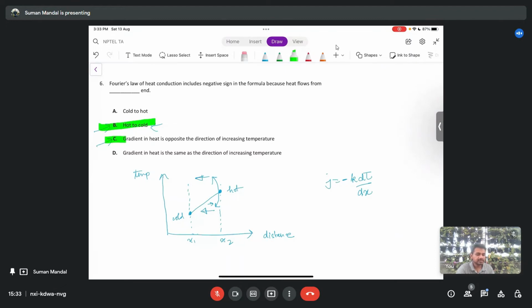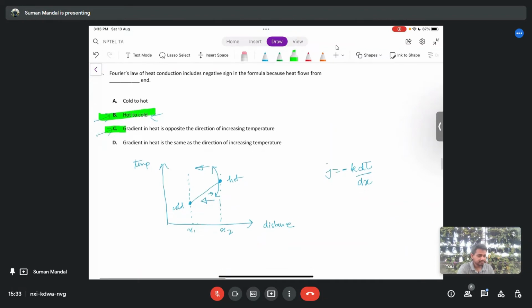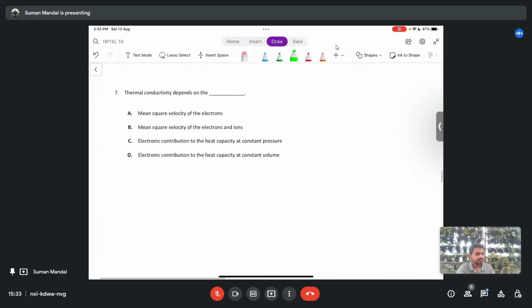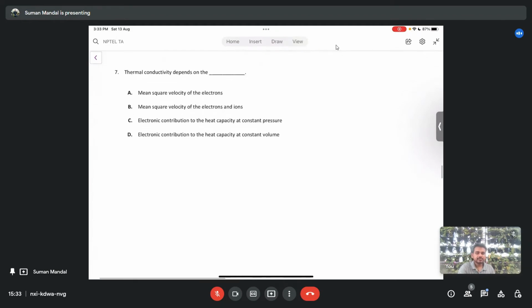All right, we'll move to the next question. So now we have studied the expression of electronic conductivity a while back. Now we'll discuss thermal conductivity. On which of these factors does the thermal conductivity depend? The mean square velocity of the electrons, the mean square velocity of the electrons and holes and ions, the electronic contribution to the heat capacity at constant pressure, the electronic contribution to the heat capacity at constant volume.